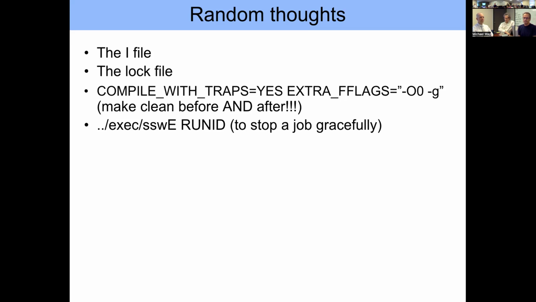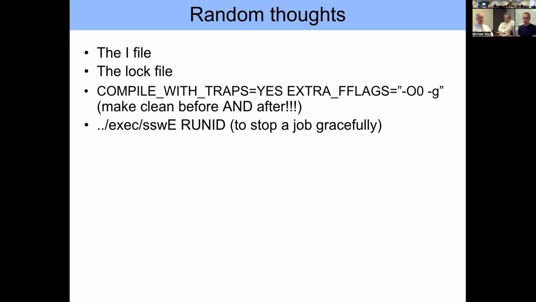And the last thing in this slide is the SSWE command. When you're in your exec directory, you can write, as you see it, /exec/SSWE and then the run ID. This sends a stop signal to a model that is currently running. It says to the model, I don't care if the simulation is not over yet, just go to the right place, save the fork file, and stop, because I have to do something.